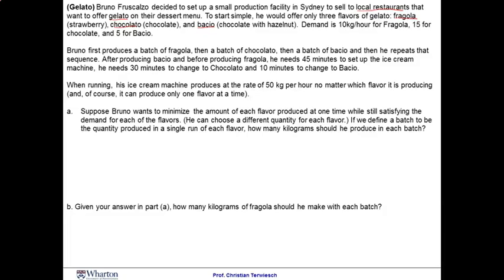Nevertheless, let me just point out that these different ice creams have different demand rates, and specifically we're selling 10 kilograms per hour of fragola, 15 kilograms per hour of cioccolato, and 5 of bacio. Now, as you can imagine, there's going to be some setup involved in the production of the ice cream, and specifically it takes 45 minutes to set up the fragola, 30 minutes to change over then to cioccolato, and 10 minutes for the bacio. Once set up, my ice cream machine is producing at 50 kilograms per hour.